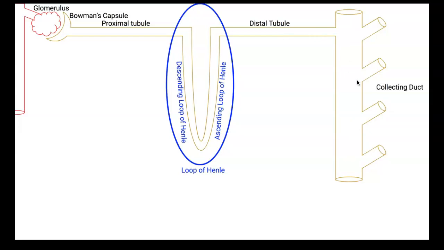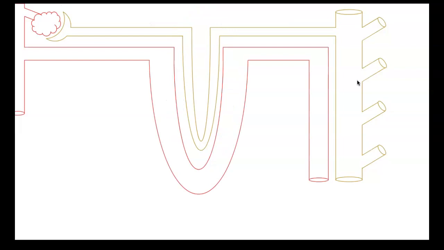So all of the collecting ducts will lead into the renal pelvis and eventually into a ureter, and then we can collect all the urine in the urinary bladder. So that is the entire structure of the actual nephron. There's also blood vessels that run beside it. So we just have to make sure that we have the blood vessels labeled.